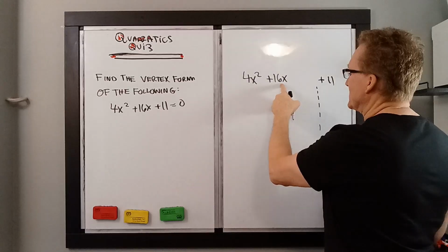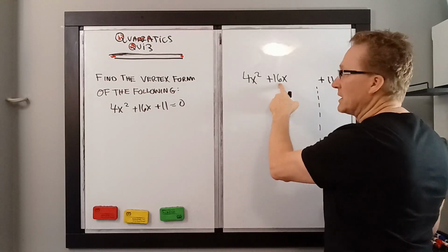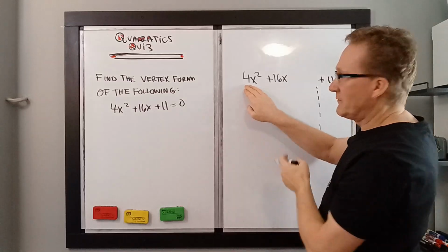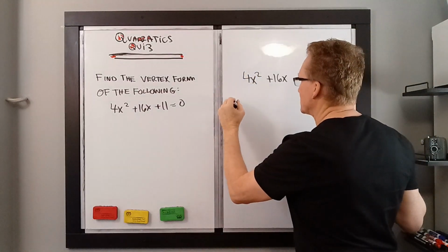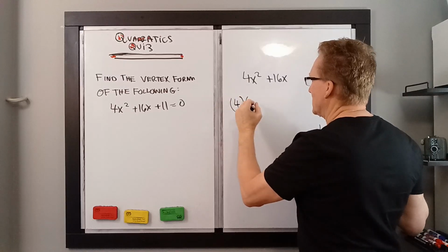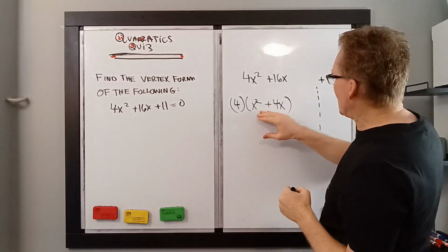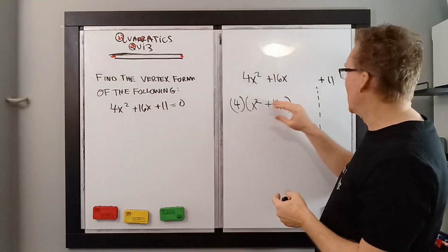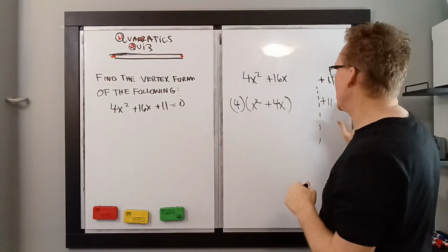When we have something like this, to complete the square, we take the first two terms, the x squared term and the x term, and pull out whatever is in front of the x squared term, because we want that to be simply an x squared. So it's going to be 4 times x squared plus 4x. This is the same as this. We haven't changed any values. We still have this plus 11 sitting over there.